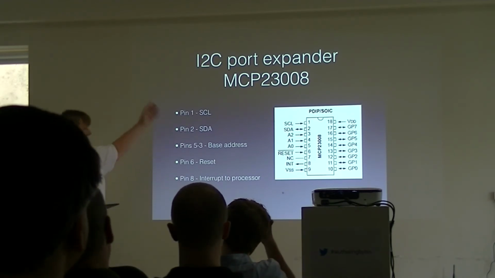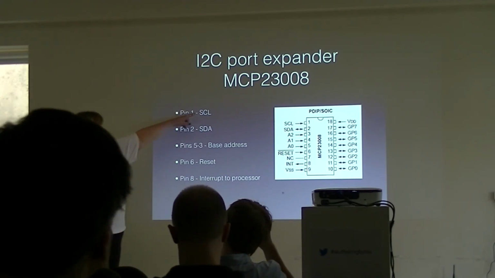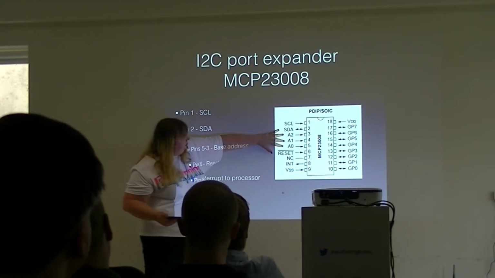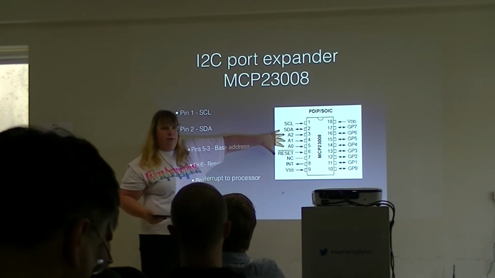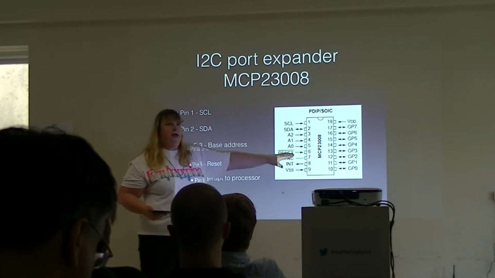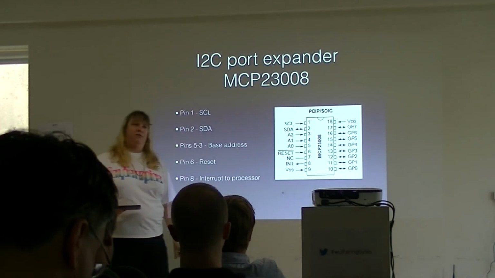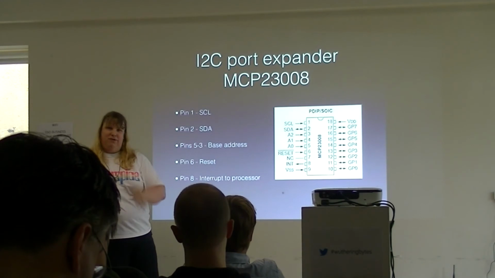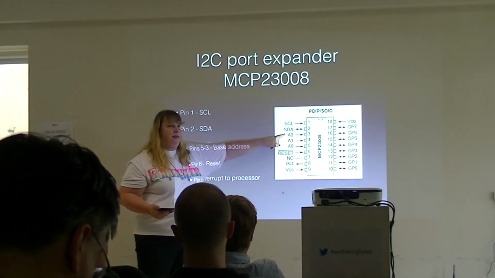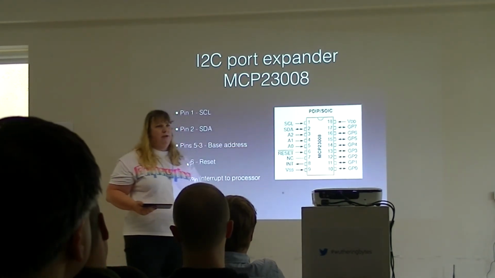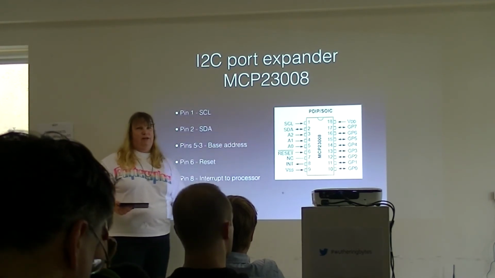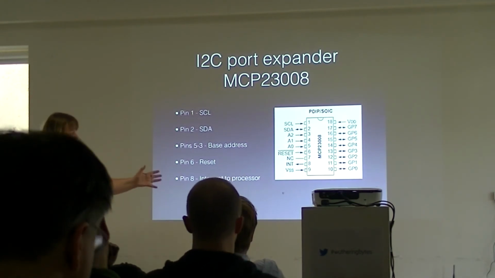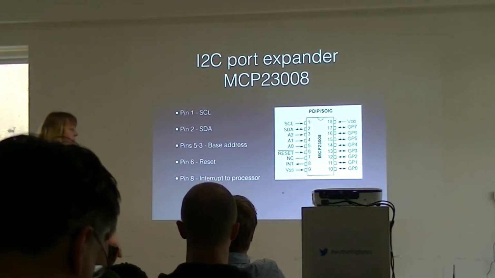We have a few lines. We've got the clock and the data. These 3 pins allow you to change the address of the chip, because if it was just hard-coded, you could only have one of these on your I2C bus. But if you want more than one, you want to change the address of the chip. So you can basically connect these to 5 volts or ground, and it's a binary value, and you set them, and it will change the address of that chip, so you can have multiple ones on the same I2C bus.